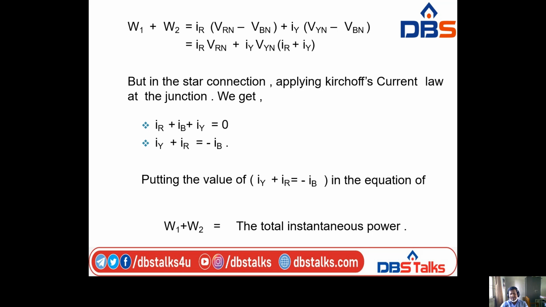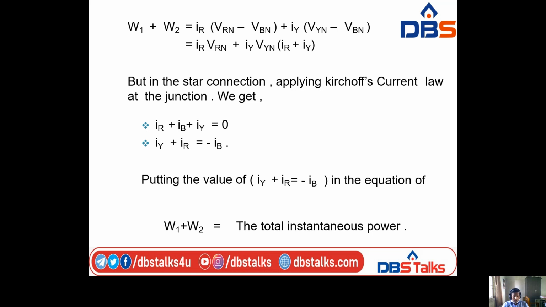Putting IR plus IY equal to minus IB in the above equation, W1 plus W2 is equal to IR into VRN plus IY into VYN, and in place of IR plus IY we put minus IB. So W1 plus W2 is equal to IR VRN plus IY VYN plus IB VBN. That is the product of each phase voltage and phase current: VRN IR plus VYN IY plus VBN IB. That means W1 plus W2 is equal to the total instantaneous power.